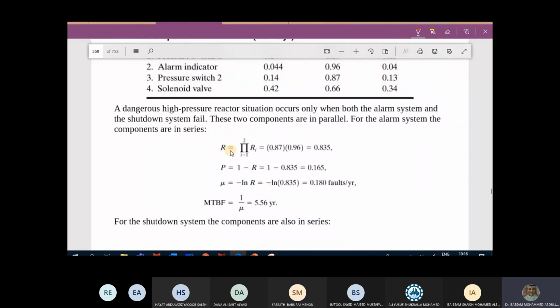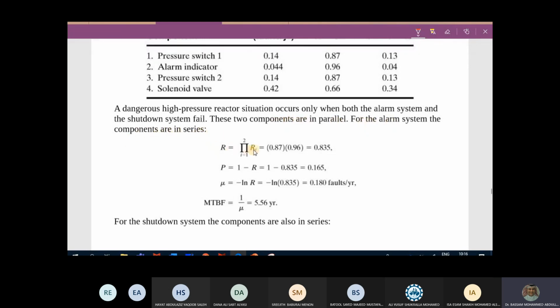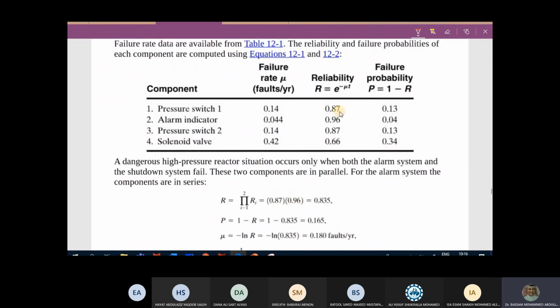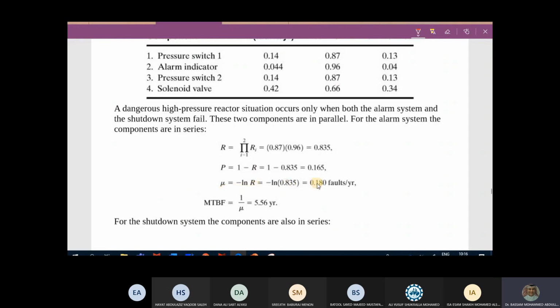The first thing we are going to start with, because they are in series and it's written here, these two components are in parallel. The two components, I mean, on the right and the left. For the alarm system, the components are in series. So R is equal to 0.87 times 0.96. You multiply them and you get the value. And of course, the failure probability is 1 minus R. That's the answer. And mu is minus ln R.